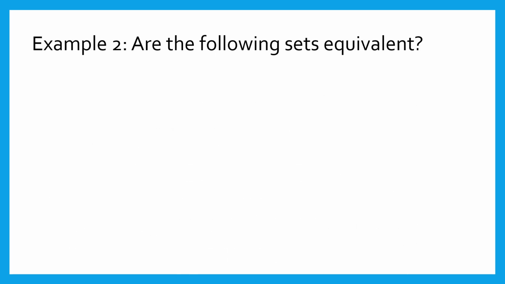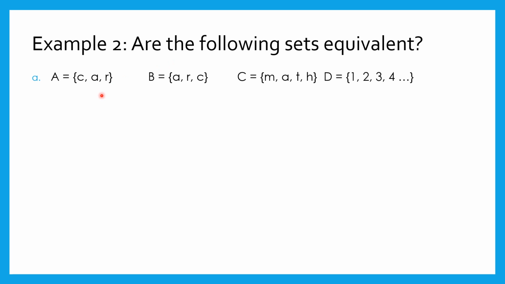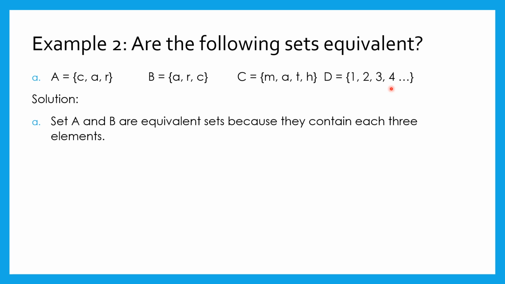Now, let us have this one. Are the following sets equivalent? Again, we have set A with elements C, A, R, set B with elements A, R, C, set C with elements M, A, T, H, and set D with elements 1, 2, 3, 4, and so on. So what will be our solution?